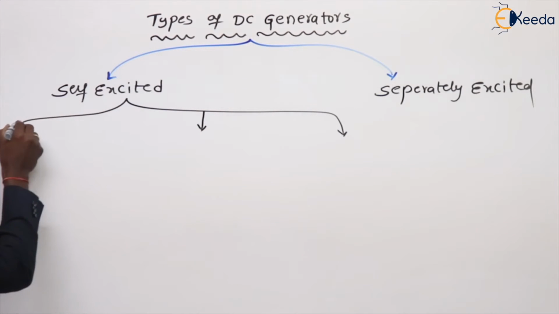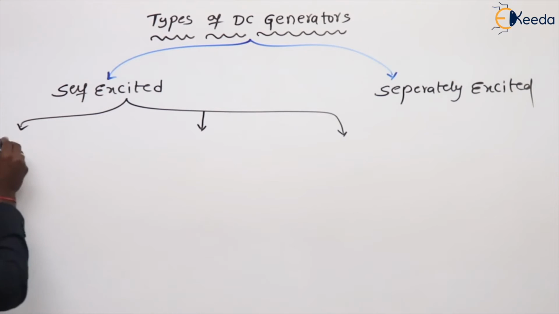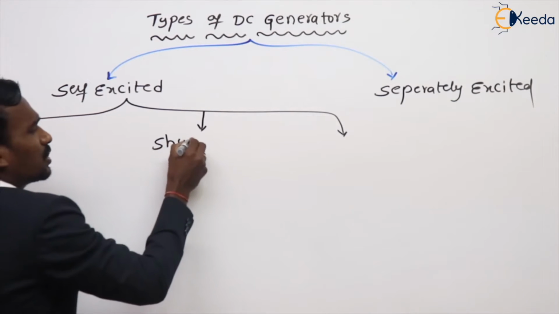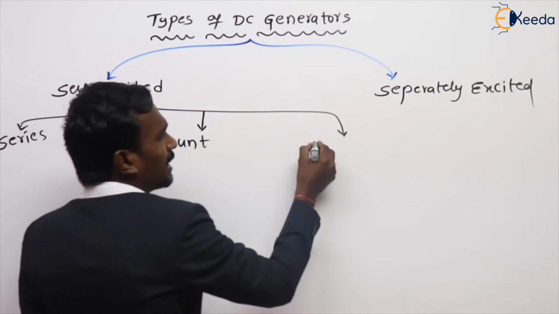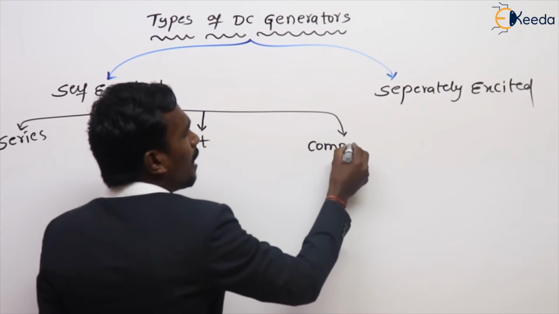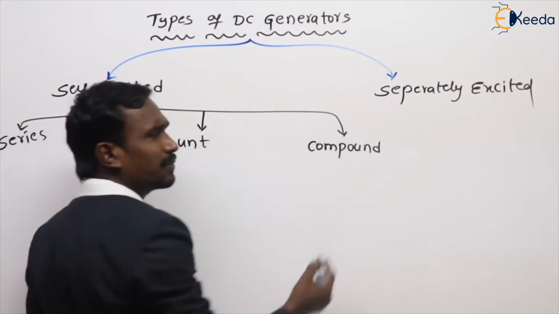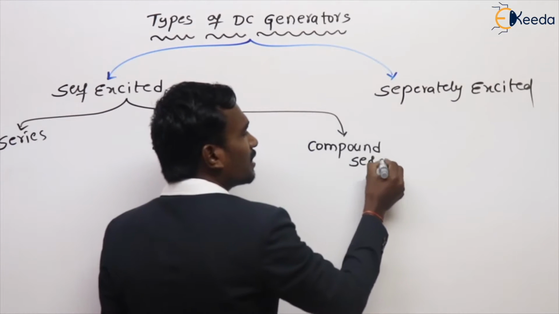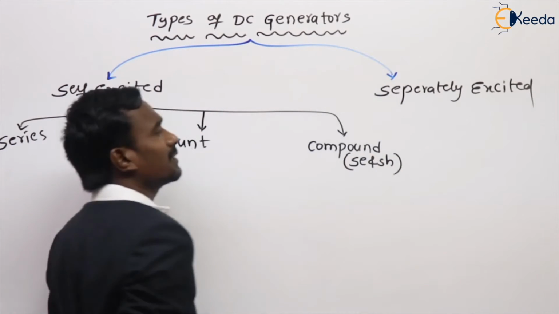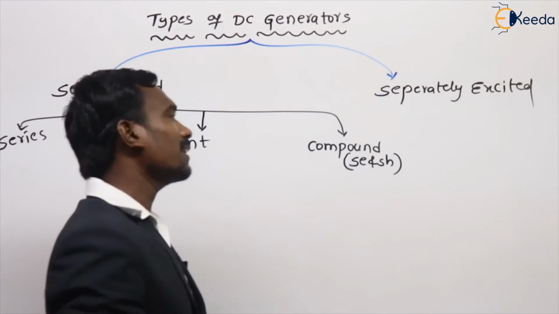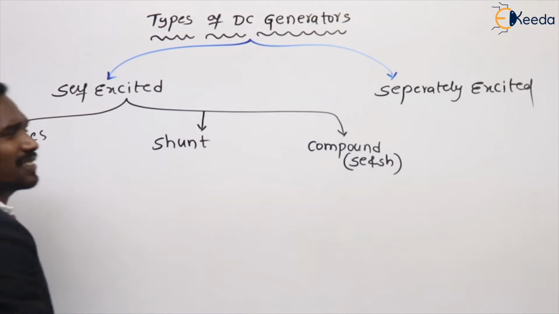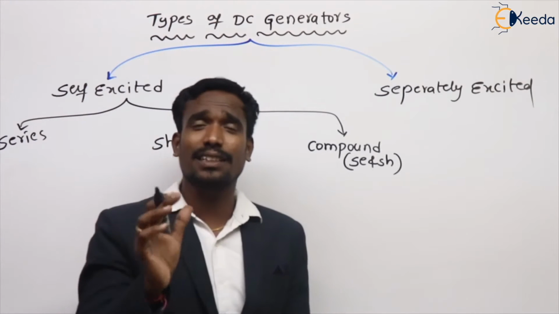What are those? Can you tell me? One is the series generator, the other one is the shunt generator, and the other one is the compound generator. Compound is nothing but series and shunt combined. This is a shunt and this is a series. These are the different types of self-excited generators.